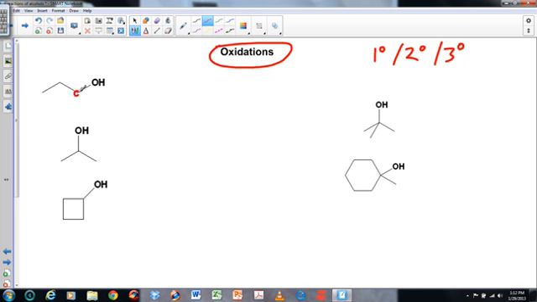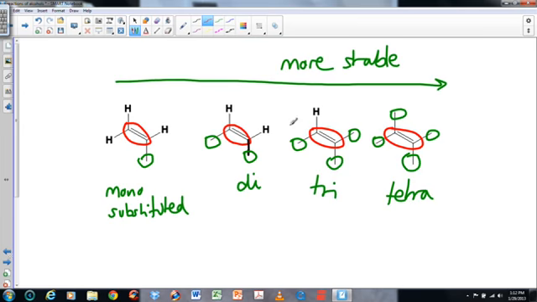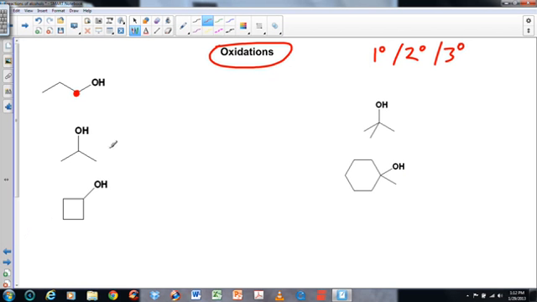Look at the carbon bearing the OH. And in a similar way as you did here, ask yourself how many carbon groups are coming off that CH2, or that carbon. In this case, it's 1. This is what's known as a primary alcohol. When you come down here, again, look at the carbon bearing the OH. And ask yourself, how many groups are coming off that? How many carbon groups? It's 2. That's secondary.